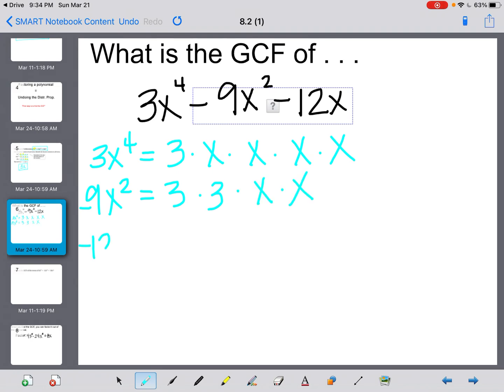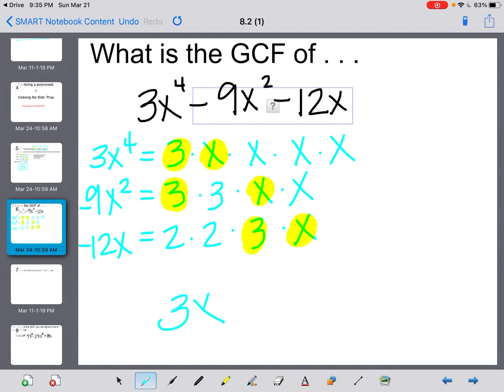And negative 12x, remember I can only use prime factors when I'm looking for the greatest common factor, so I have to break it all the way down to 2 times 2 times 3, and then I still have that 1x I have to account for. Now if I'm looking for things that all 3 terms have in common, they all have a 3, and they all have at least one x. Nothing else can be found in all 3 lists, so we're going to say that our greatest common factor is a 3x.